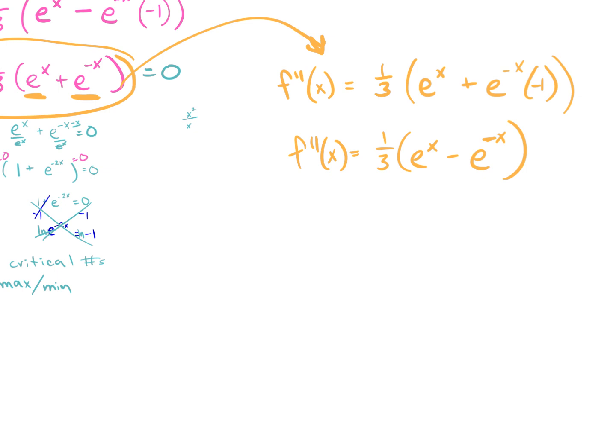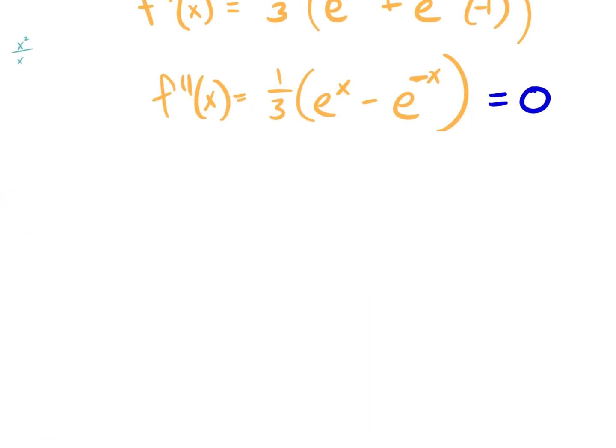How would we find the inflection point? Set it equal to 0. Perfect. Set it equal to 0 and solve. So we could solve this the same way we did in the last one. We can multiply 3 on both sides, get rid of it. We have e to the power of x minus e to the power of negative x equals 0.